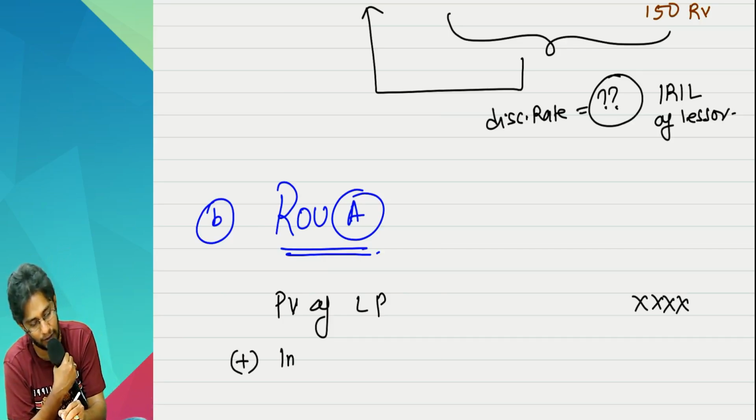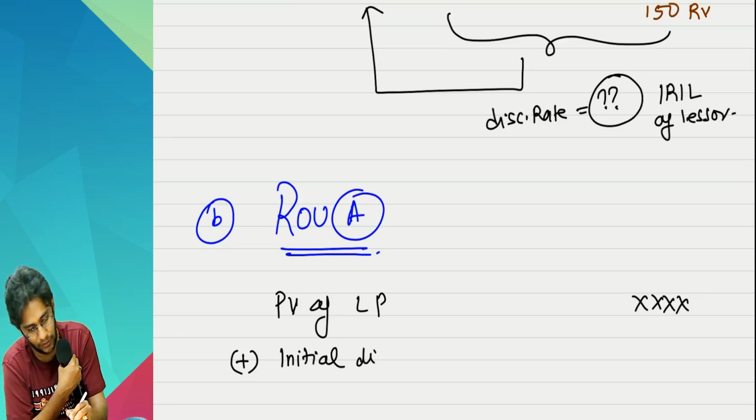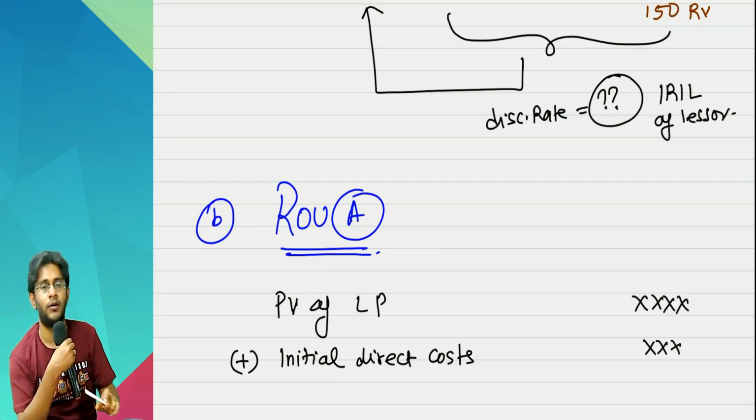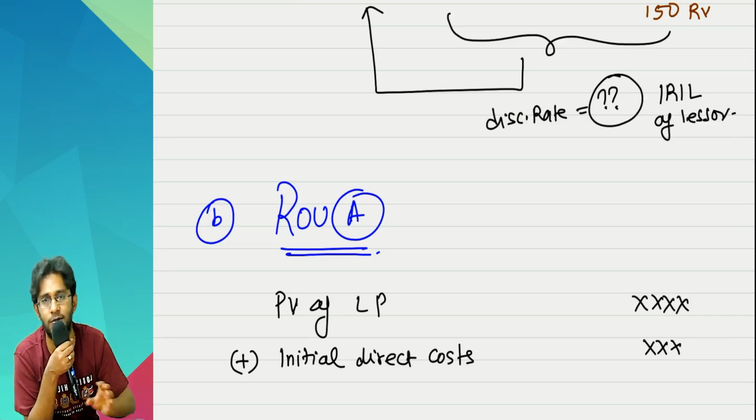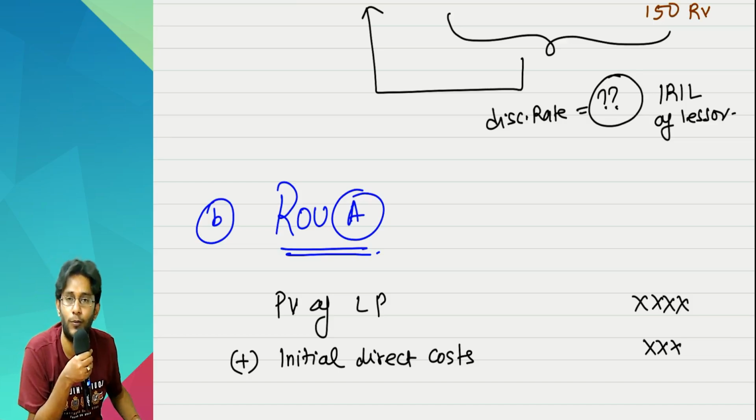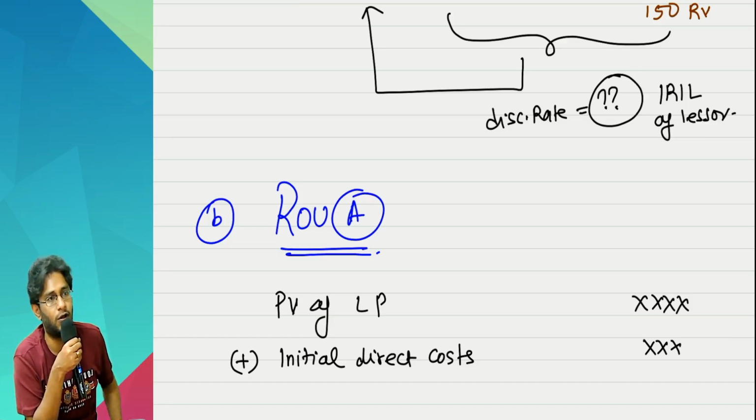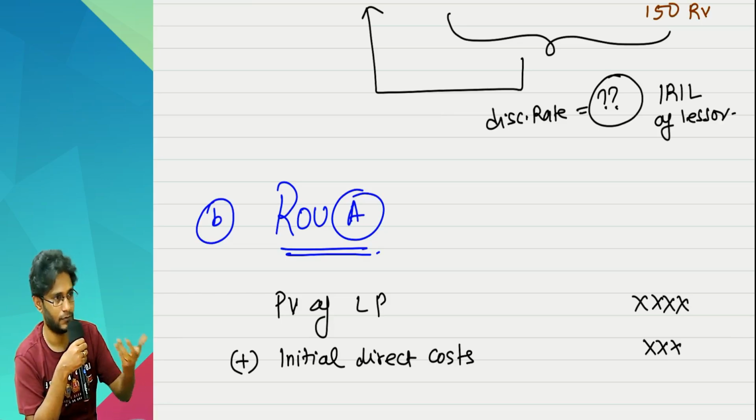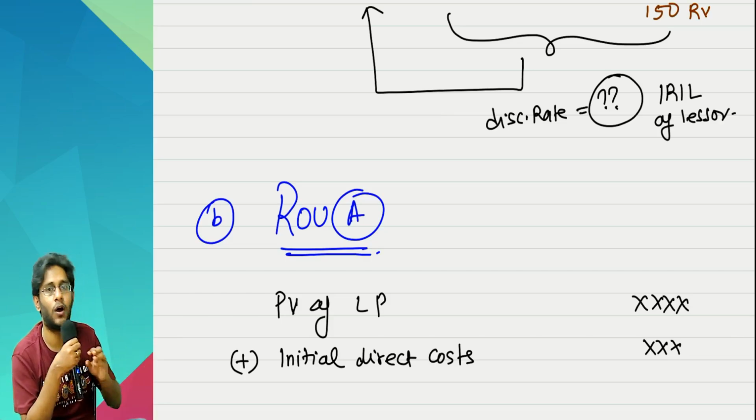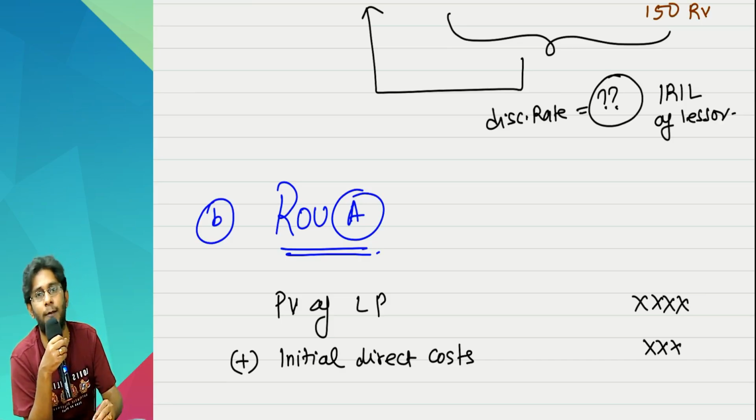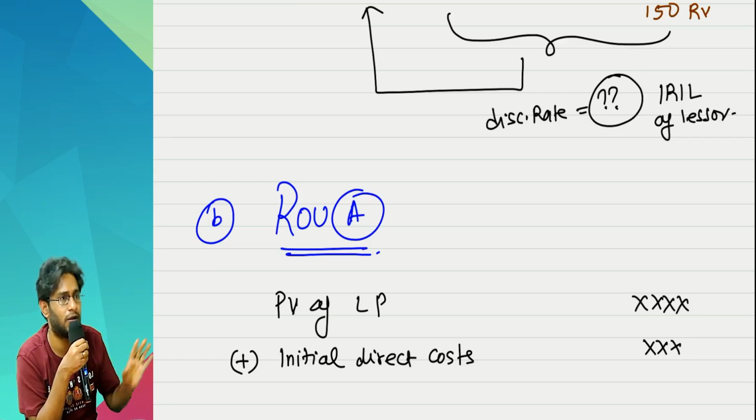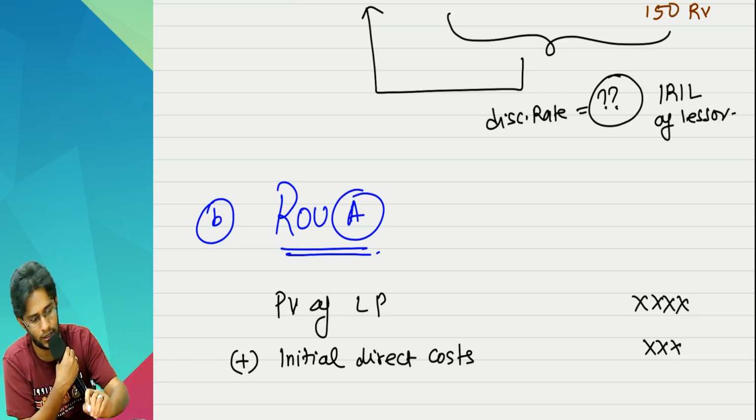Like add initial direct costs. For entering into this lease contract, I incurred some legal expenses, registration charges, stamp duty I paid, valuation expenses I incurred. Normally, sir, when you buy an asset, all the incidental costs, you are capitalizing to the cost of the asset, no? Like that only. Here all the initial direct costs that you incur in a lease transaction are capitalized directly to ROU asset. As simple as that. That is very easy. Next one.